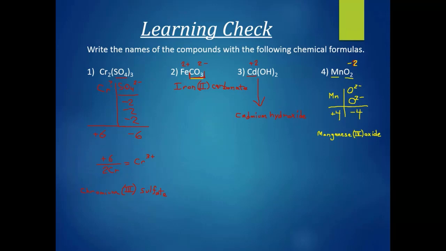Yes, Jesse? So should that CO3 in the iron carbonate have parentheses around it? It doesn't need to because there's only one of them. If there's more than one polyatomic ion, you must use parentheses. But if there's only one polyatomic ion, you don't use parentheses. Oh, okay. Thank you. No problem.